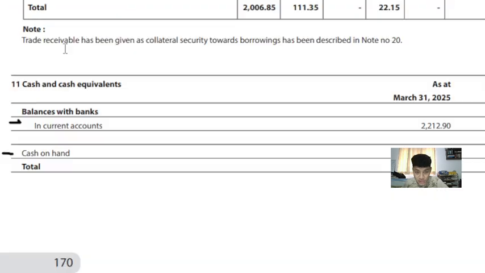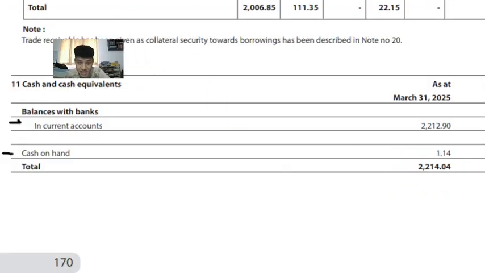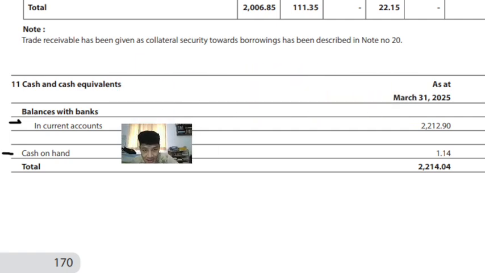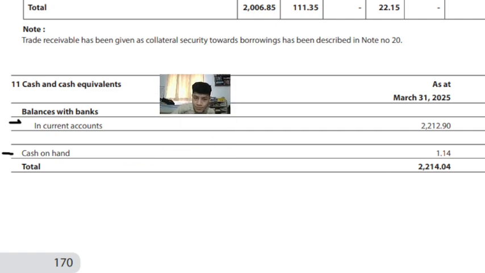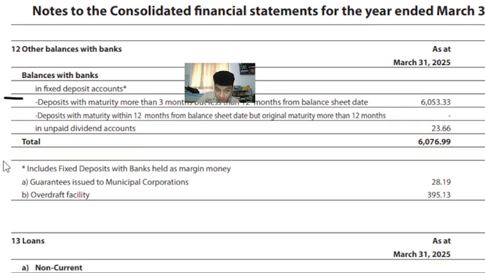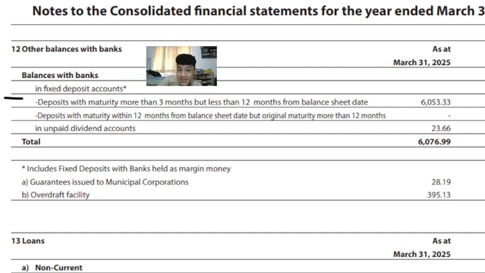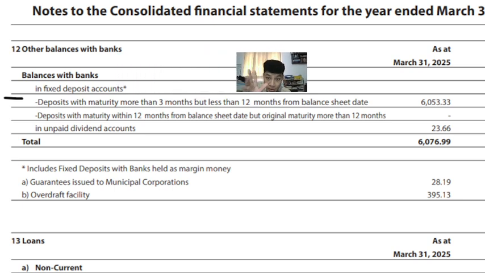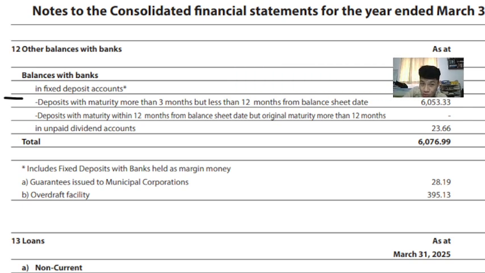Then cash and cash equivalents. This is balances with banks in current accounts: you have 22 crores, and cash on hand is only 1.14 lakh rupees. But money in banks in current accounts, they can withdraw anytime they want. Other balances with bank, we have fixed deposit accounts, deposits with maturity of more than 3 months but less than 12 months. So 60 crores worth of deposits.